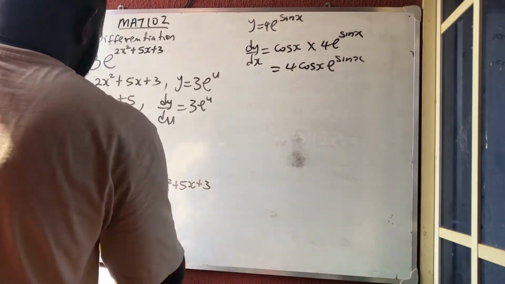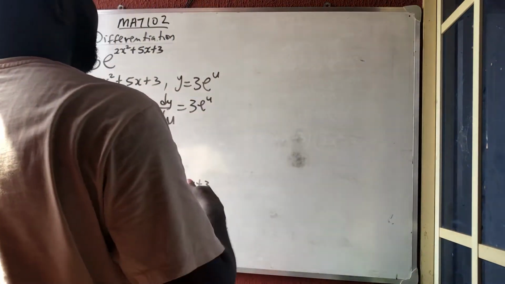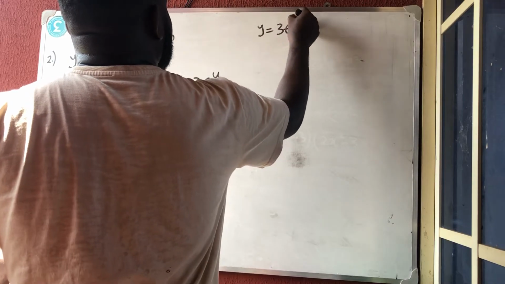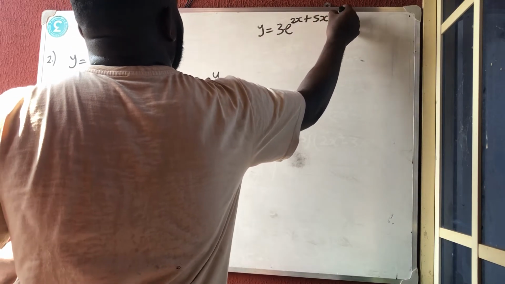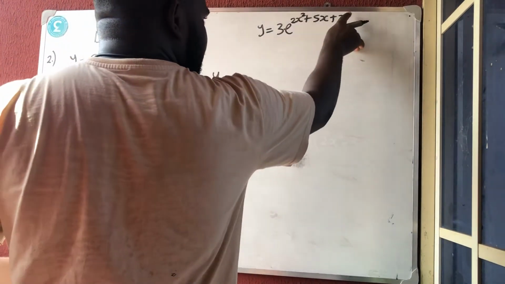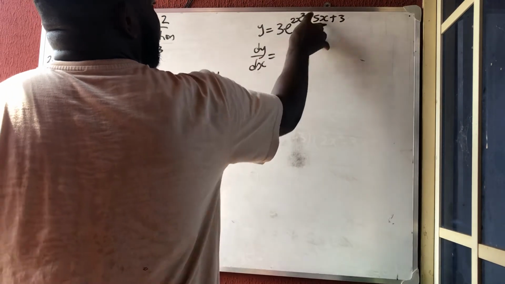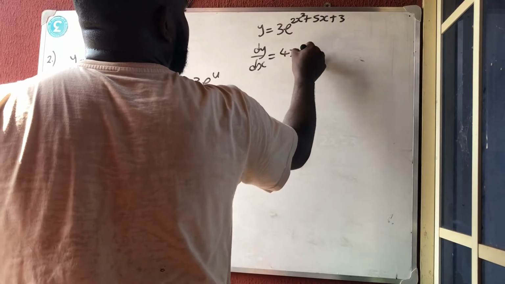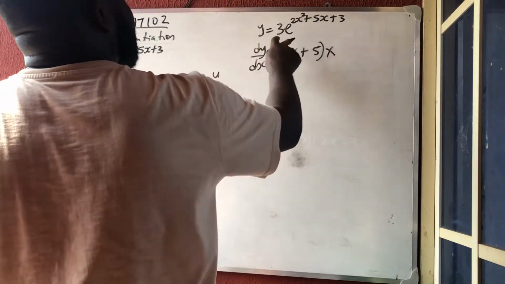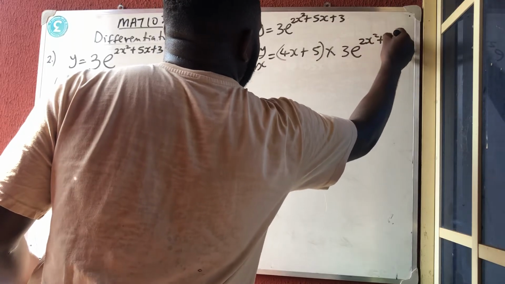But let us use the shortcut to solve it. Don't forget that the shortcut to chain rule is differentiate the bracket, differentiate everything. So they gave me that y is equal to 3 e raised to power 2x squared plus 5x plus 3. They said differentiate the bracket. So this one at the exponential is in the bracket. So dy/dx is differentiating this bracket. I'm having 4x plus 5. That is the bracket. Then times differentiate everything. Differentiate e raised power something will still give you 3 e raised power that thing, 2x squared plus 5x plus 3.